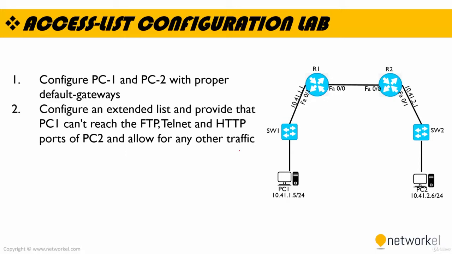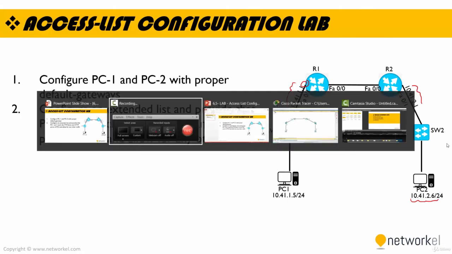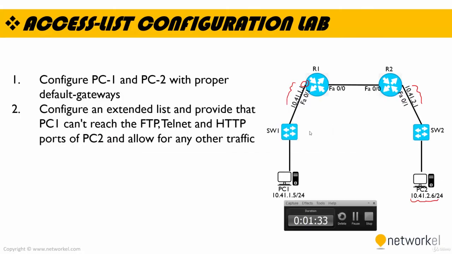So what I need to do, first, is configure PC1 and PC2 with proper default gateways. As you can see in the figure, PC1's default gateway is here. So I should use this IP address for PC1's gateway, and I should use 2.1 as the default gateway of PC2. Let's go to Packet Tracer.